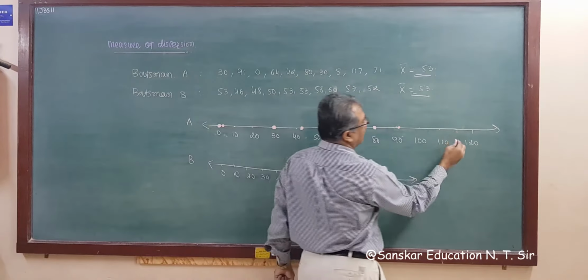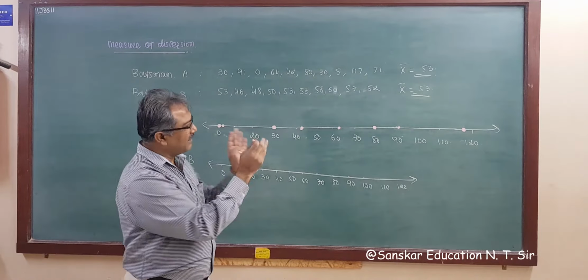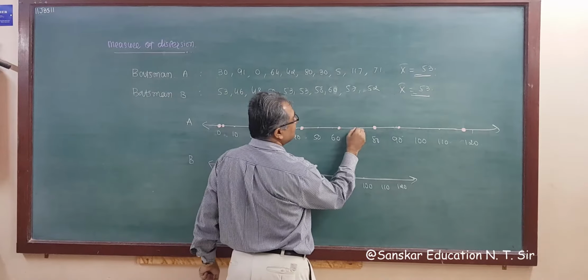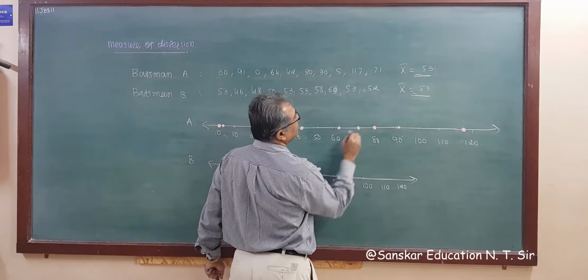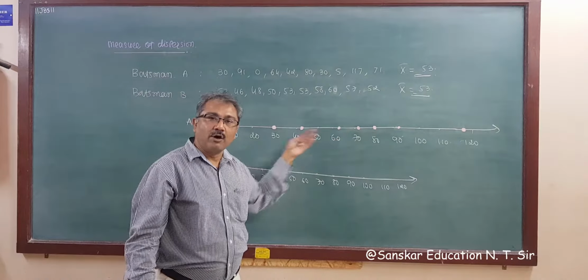117, oh, at last, this is somewhere here, 117, we are just interpreting, not exactly, right? 71 is, this is 70, so 71 is somewhere here. So these are the runs scored by batsman A, these are all dots, right?